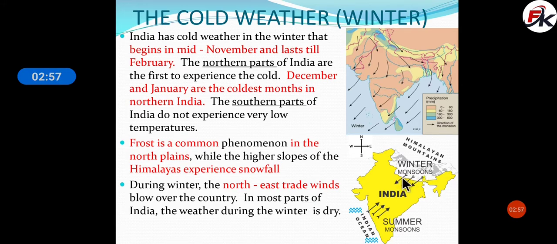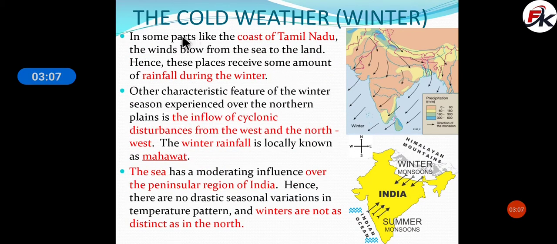In most parts of India, the weather during the winter is dry. It does not rain, it is dry, but not hot. In some parts, like the coast of Tamil Nadu, the winds blow from the sea to the land, from the Bay of Bengal. Hence, these places receive some amount of rainfall. You can see the marked areas receiving rainfall during the winter.